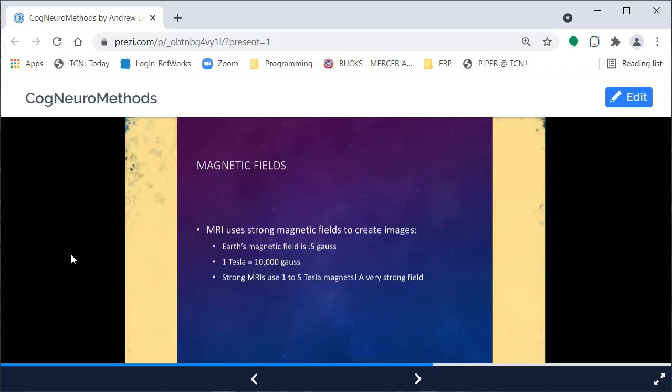So I'm going to show you a couple of videos, or give you access to a couple of videos. I won't do that here because I don't own the rights to these videos, but you can see evidence of how strong a field it is, as well as the quality of the images. The stronger the magnet, the stronger the field.